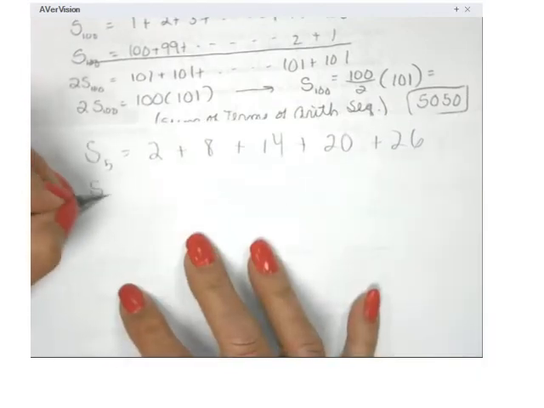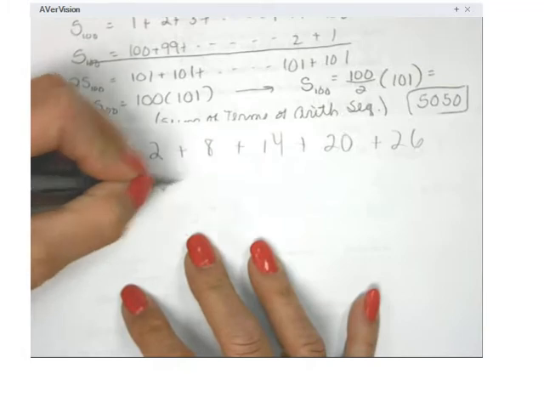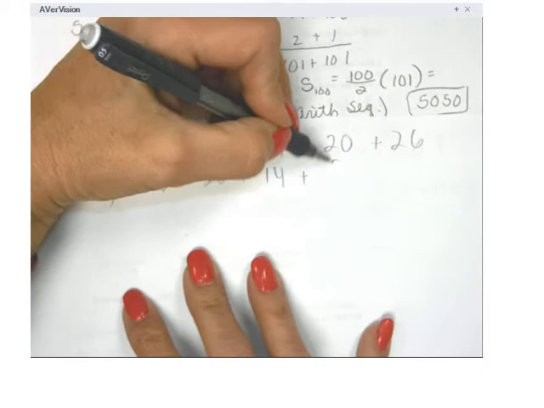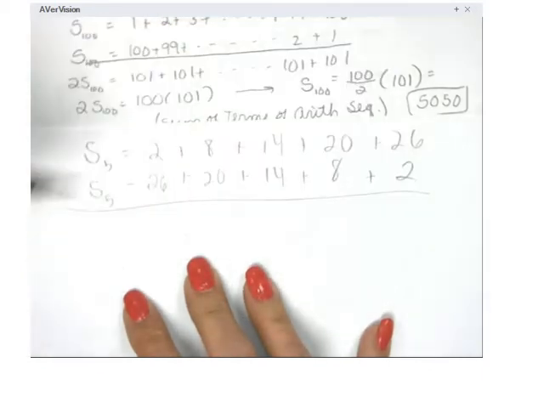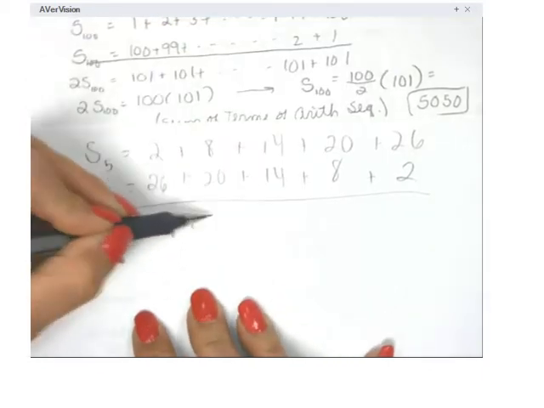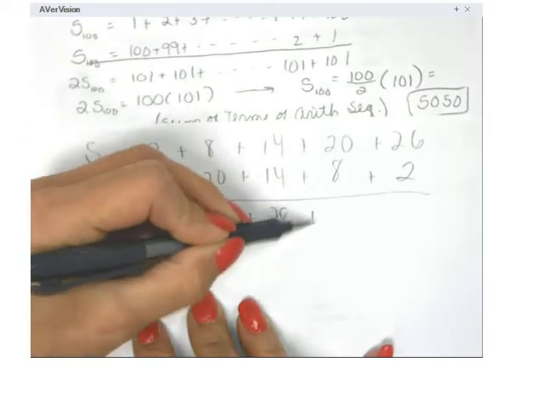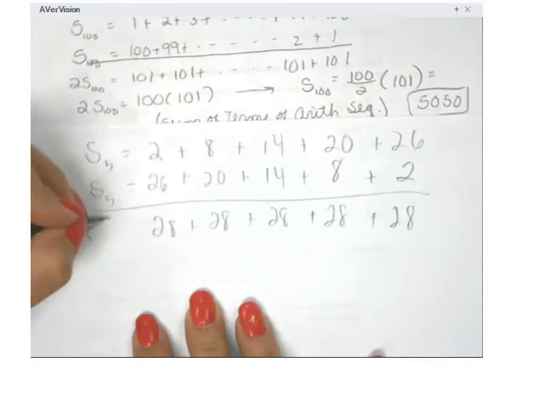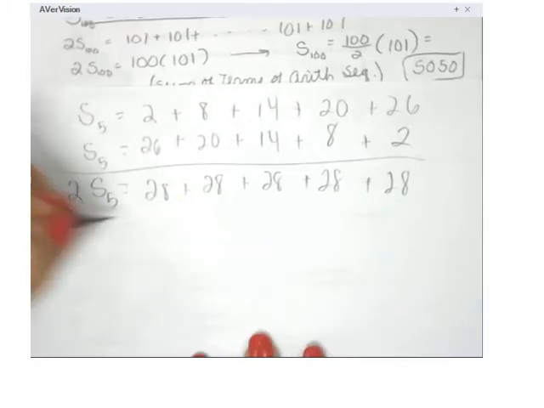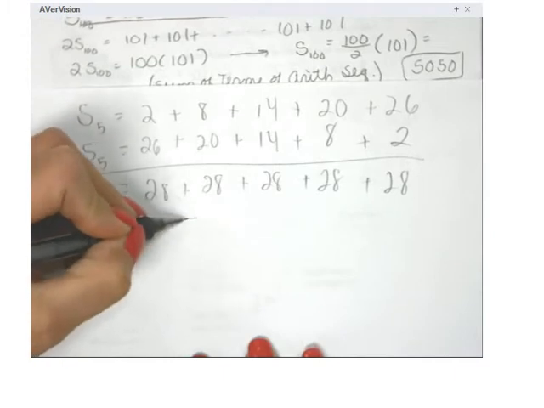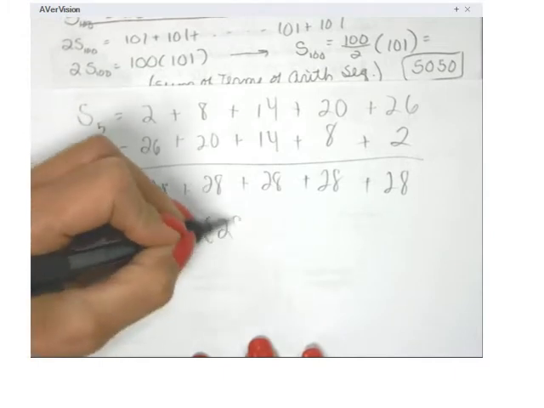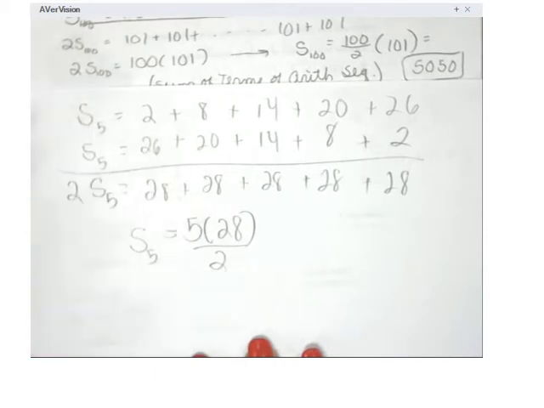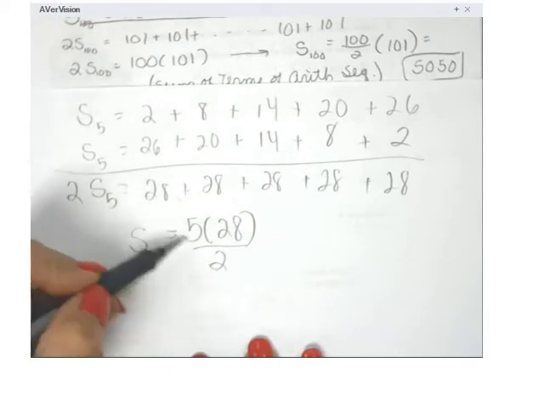But notice what happens if I put them in reverse order. 26 plus 20 plus 14 plus 8 plus 2. When I add them down, every time all of these numbers will add up to 28. And so that would be two series of 5s. So I would be taking 5 times 28 and dividing it by 2, and that would tell me what the sum of those 5 numbers was, so whatever 14 times 5 is.